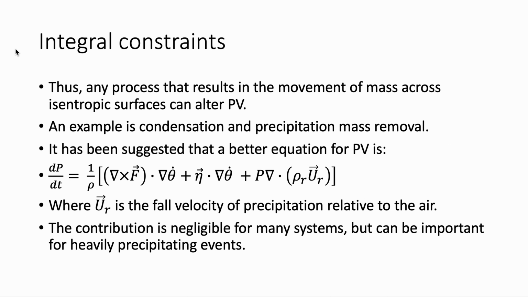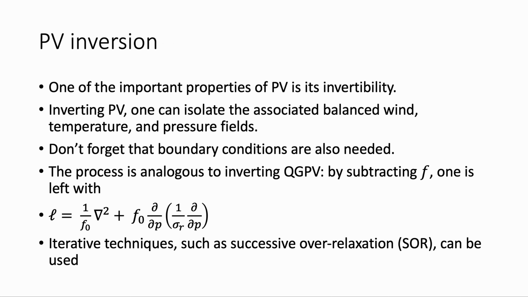If there is, on the other hand, mass displacement, then in that case, PV can indeed be altered. And one process that does just that is precipitation. Rain is removing mass from the atmosphere, and it's just putting it all on the surface. And so that can actually alter PV. This contribution is not really significant for most cases, but if we have really, really heavily precipitating events, then this is something that can have an effect. In most cases, it's not really that significant.